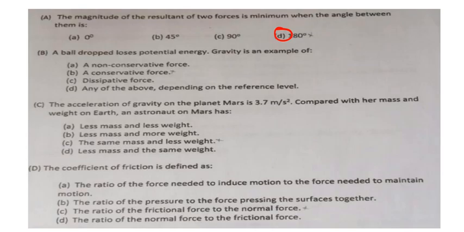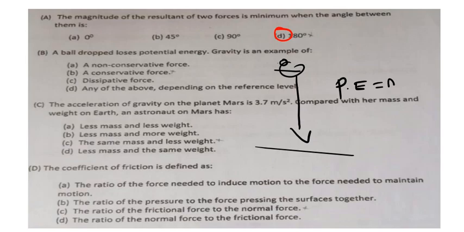Let's come now to B. We are saying a ball dropped loses potential energy. Gravity is an example of dash. Okay, but that is really true. If let's say this is a ball, you've dropped the ball and it's going down to the ground. Now you know that potential energy, we say it is mgh.